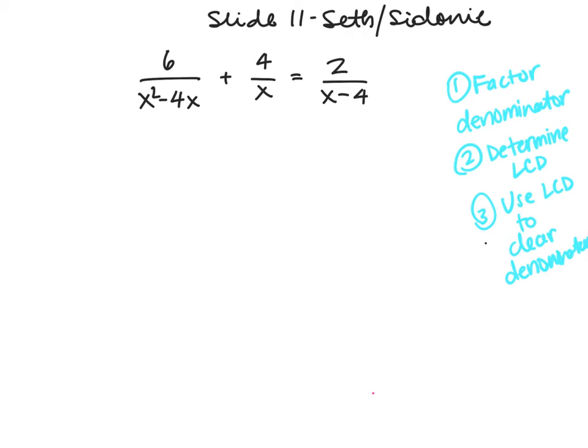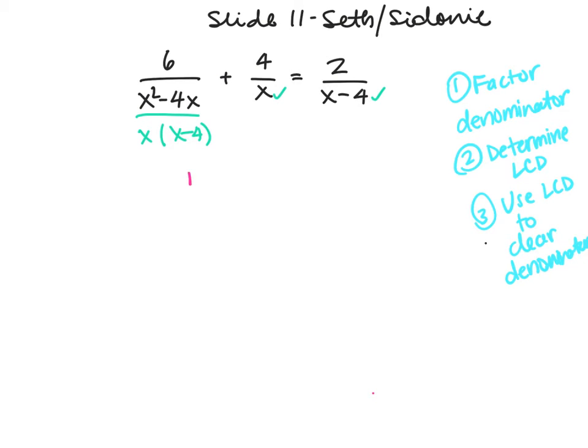Okay, so the first step is to factor. Two of these are already done. X minus 4 is factored, x is factored. We just need to factor this first one by taking a GCF out. So we take our GCF out of x, and when we take that out, we're left with x minus 4. Done.